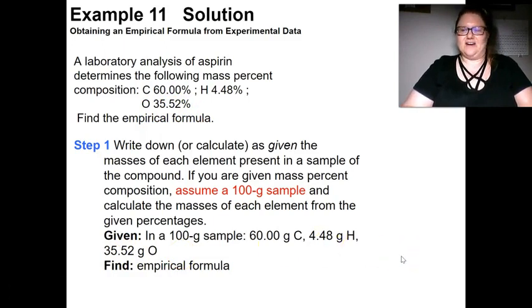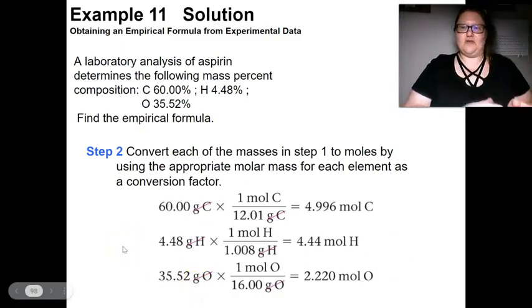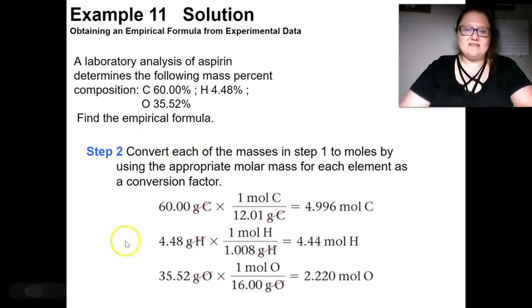And again, we're asked to find the empirical formula. So now that we have the grams, that step is over. We can continue where we were in the previous example. Use the molar mass and convert all of these grams into moles. And you see those are not very pleasant numbers. What's the next step?